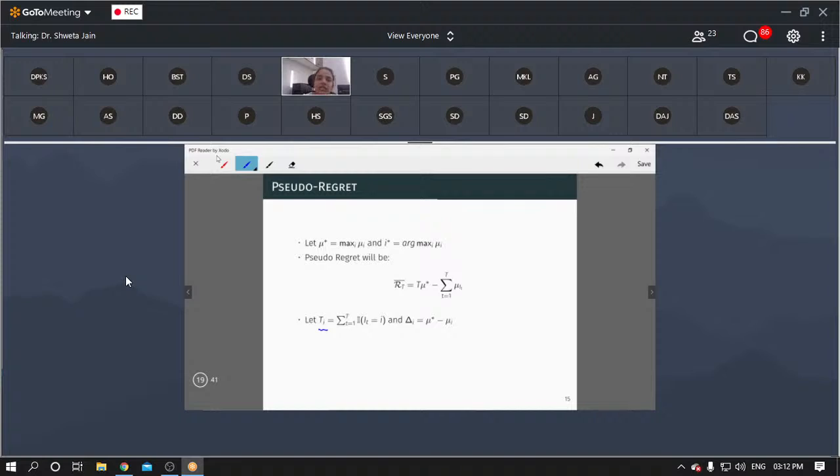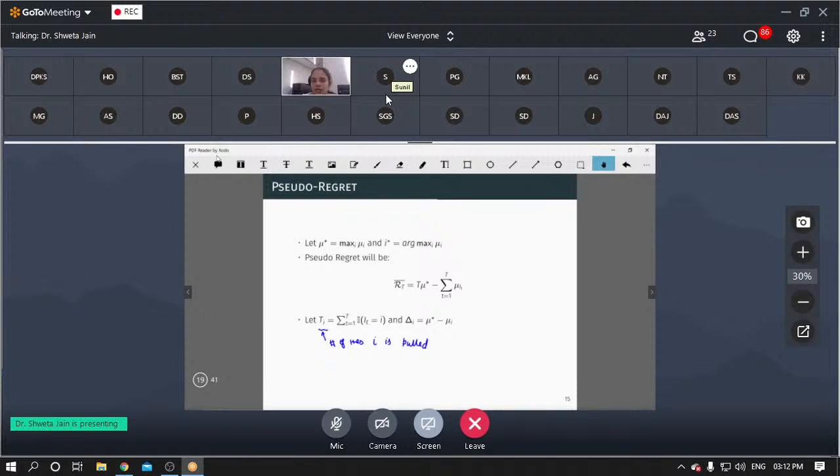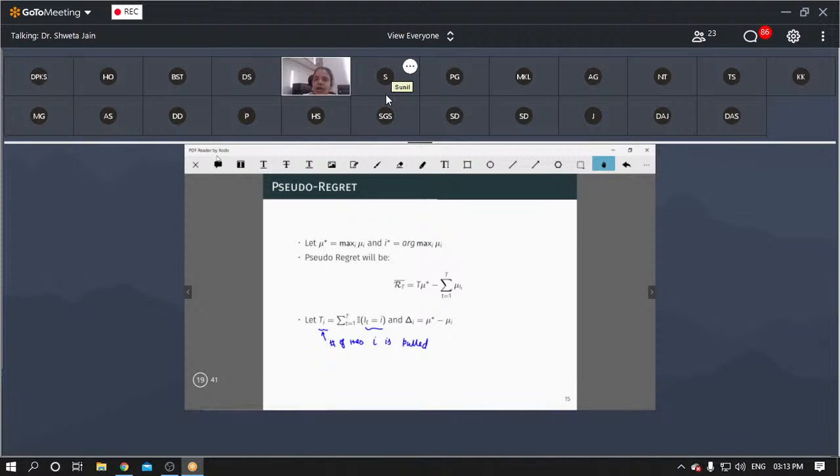What is T_i? T_i is nothing but the number of times arm i is pulled when I'm going for capital T rounds. The indicator random variable is 1 when this predicate is true, so it is 1 only when I_t equals i. So it's basically representing the number of times arm i is pulled. And I say delta_i is mu star minus mu_i.